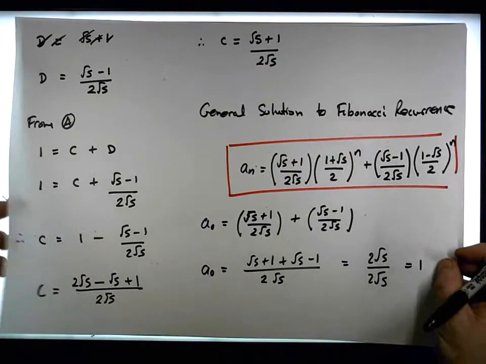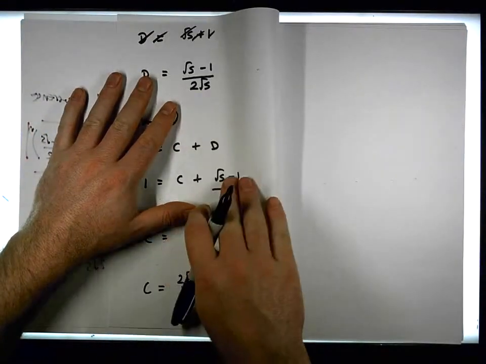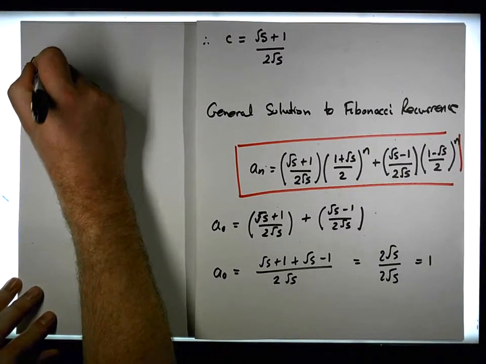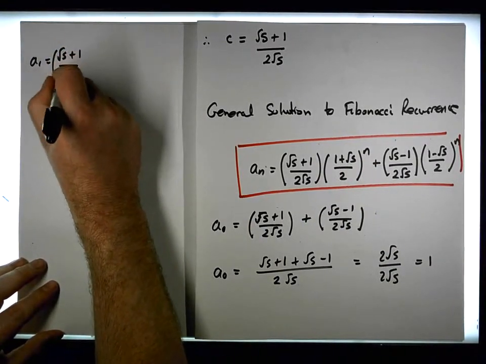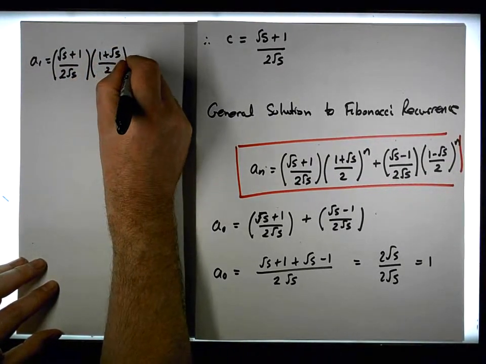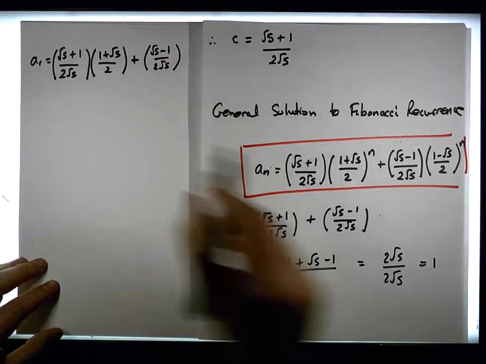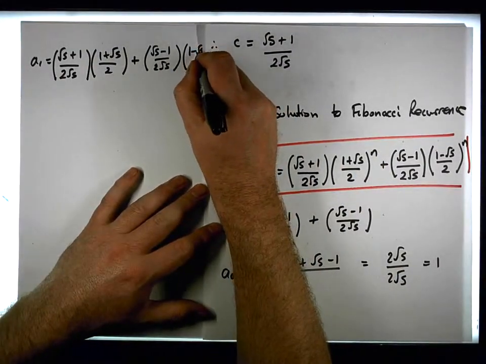What about the next term? Let's have a look there. Maybe I'll just fold this over a small bit, so that we still have our general solution. So what about A1? This time n becomes 1, so it's root 5 plus 1 over 2 root 5 times 1 plus root 5 over 2, plus root 5 minus 1 over 2 root 5 times this thing here raised to the power of 1, which becomes 1 minus root 5 over 2.